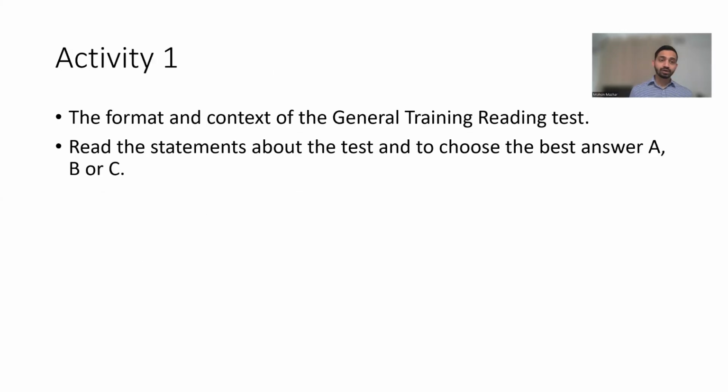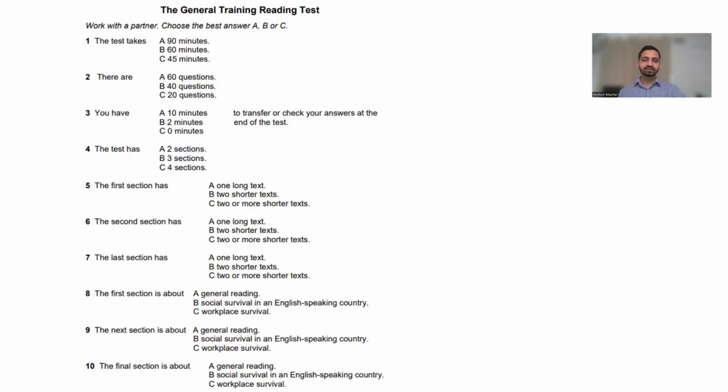All right, activity 1, we're going to look at the format and the context of the general training reading test. Read the statements about the test and choose the best answer, A, B, or C. Okay, so let's do this activity. So we've got a multiple choice activity here about the general reading test. What do you know about it? We just discussed it. You can pause the video here and answer all of these questions.